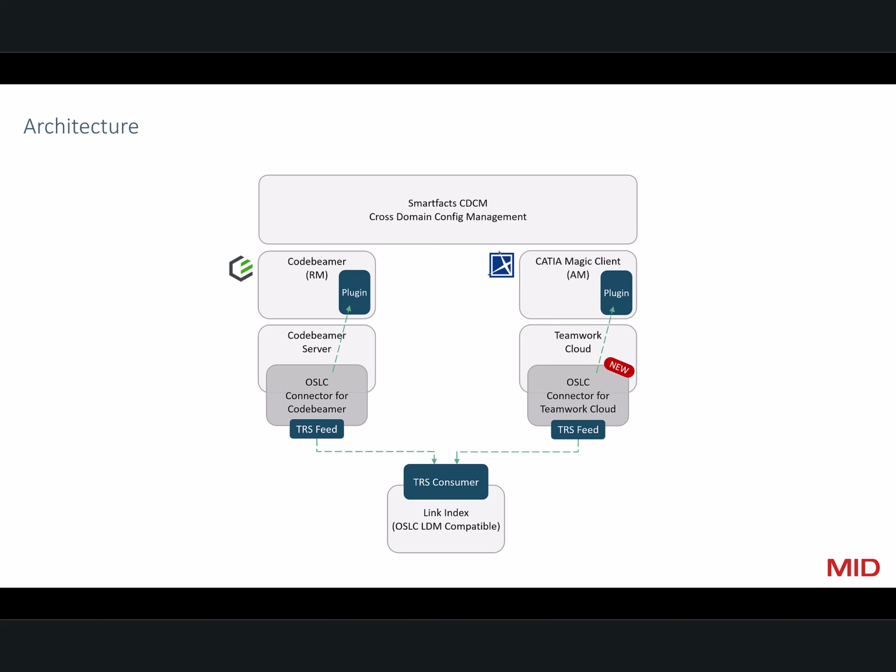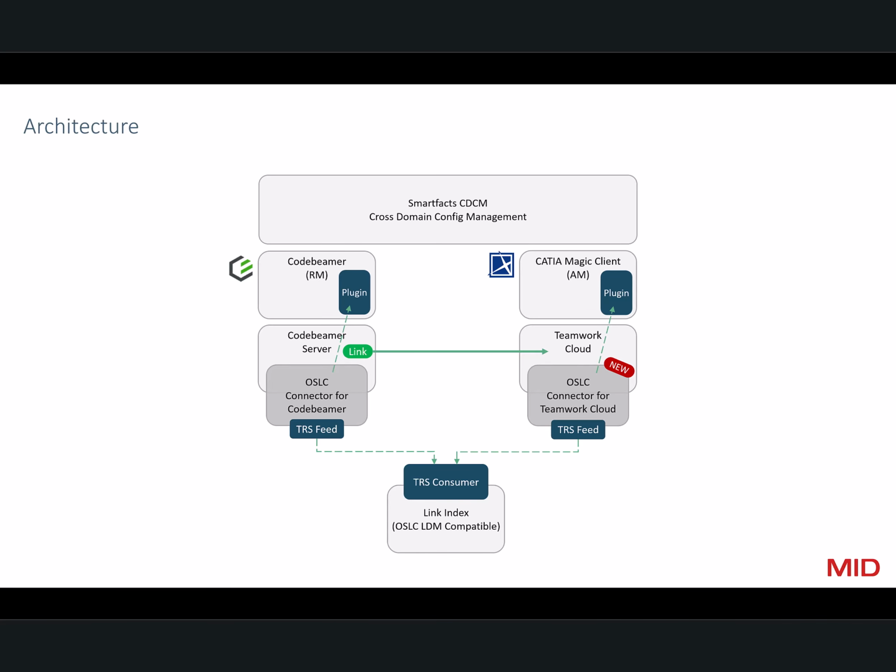The links are stored exclusively on the Codebeamer side, within version resources, and point to concept resources in Teamwork Cloud. At runtime, these links are resolved to the correct artifact versions based on the cross-domain configurations selected as the global context in the authoring tools.